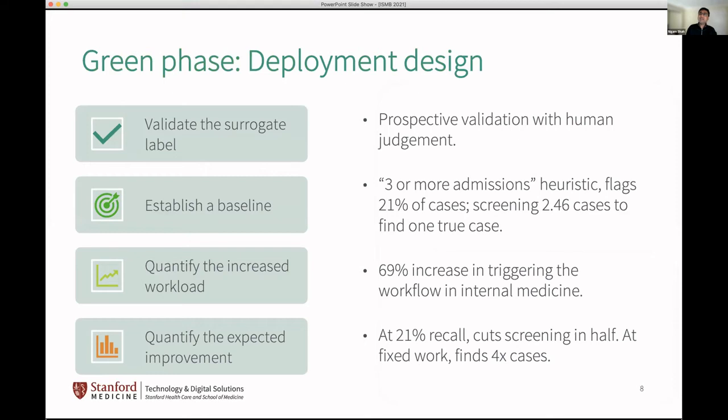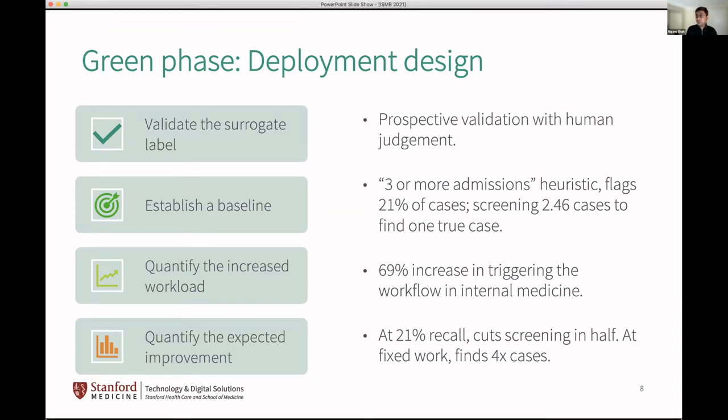All right, so then we have the model, we have the data availability. Now we're designing the deployment. And remember I told you we were using a surrogate label. Instead of will benefit, we're using mortality. So we did a prospective validation with human judgment that we're predicting this alternative outcome and then pretending that it's finding people who will benefit.